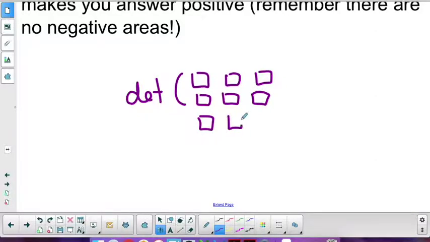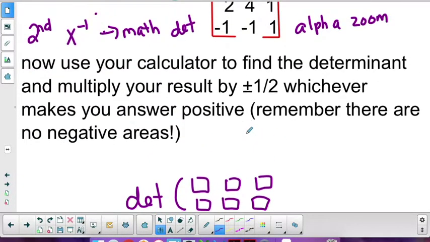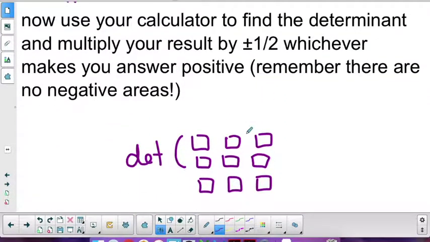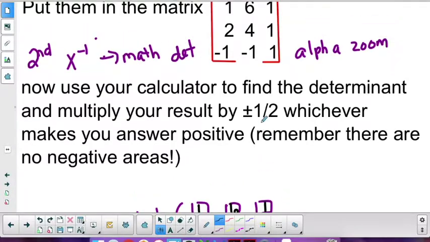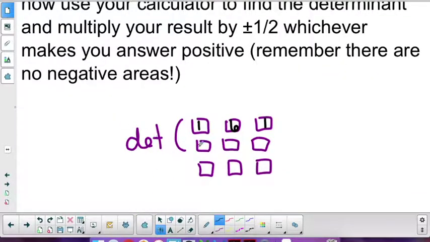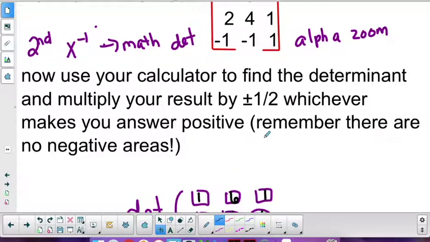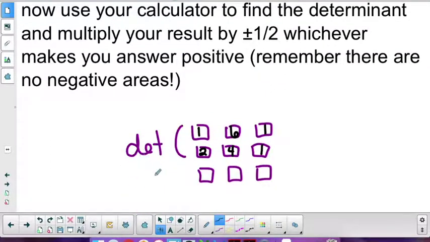Use your right and left arrow keys, and if you keep hitting the right arrow key, it'll go 1, 2, 3, and then it'll go down to the next row, and it'll keep doing it. You're going to enter all these numbers. You're just going to type in the matrix. So we're looking at 1, 6, 1. Okay, 2, 4, 1. And then the bottom row is -1, -1, 1.